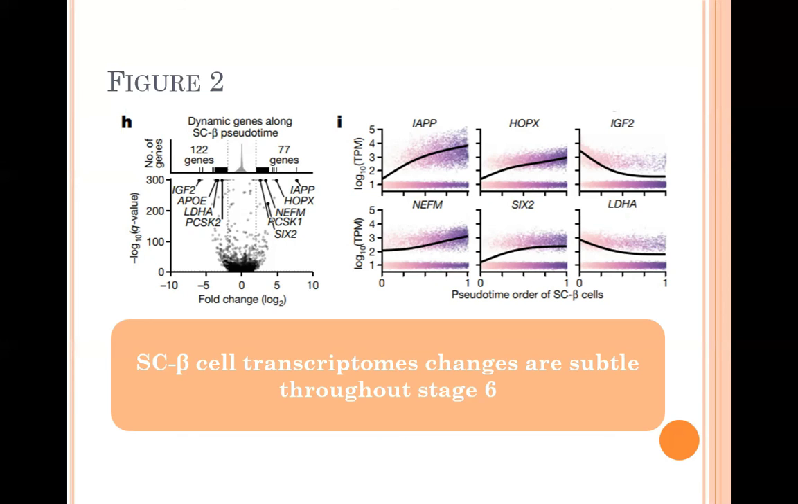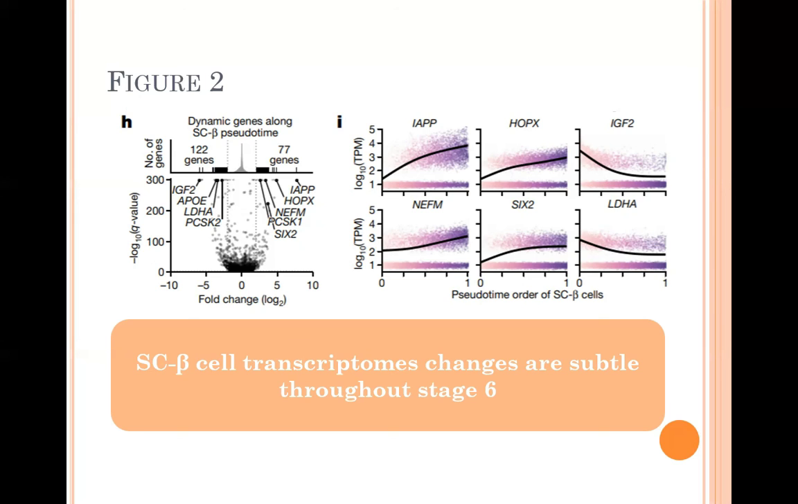As we move on to figure I, this shows cell expressions along pseudotime for selected genes of interest. Each of the dots represents a cell that is sorted. It can be seen that certain genes increase or decrease along pseudotime. But overall, the researchers conclude that the changes are very subtle throughout stage 6. But we can see some things.